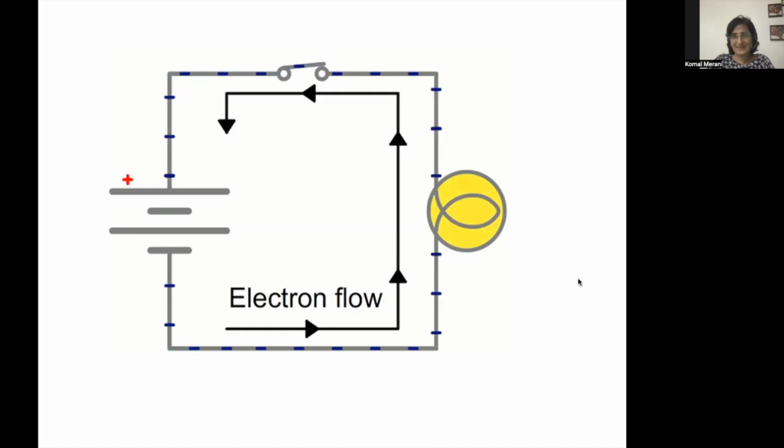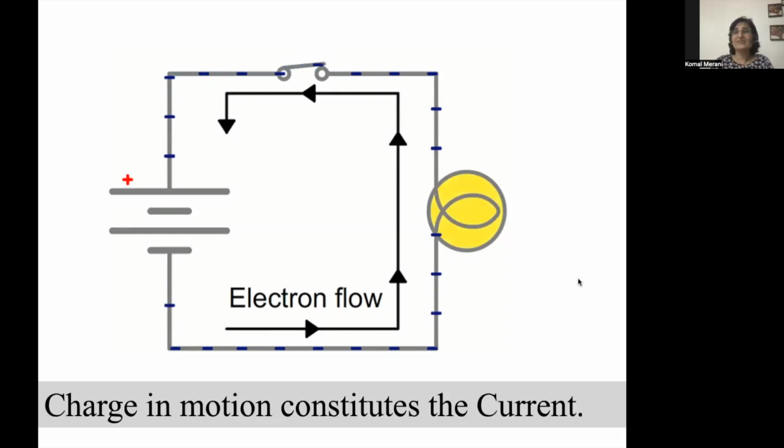As you can see, when the switch is on, the electrons are flowing and the bulb is lit up. So it's basically the flow of electrons, or the flow of charge, that is making the current. So we can say the charge in motion constitutes the current.